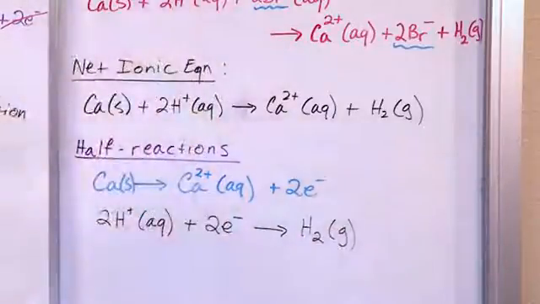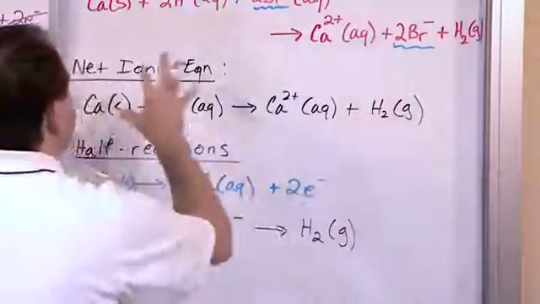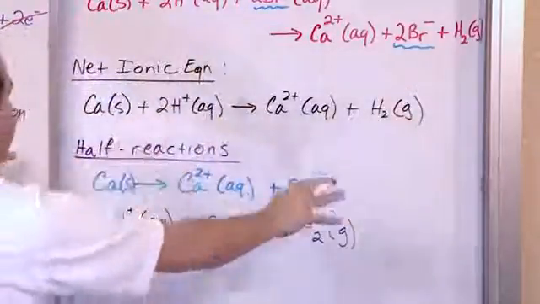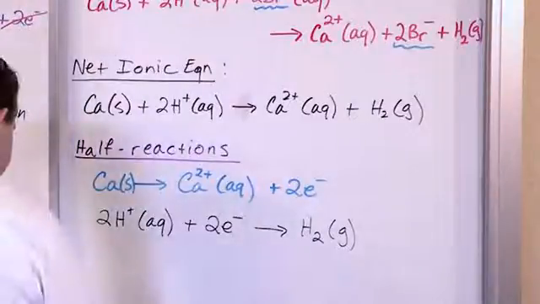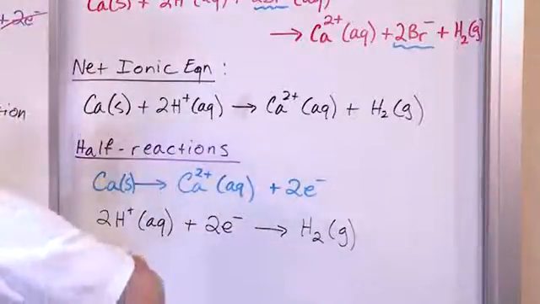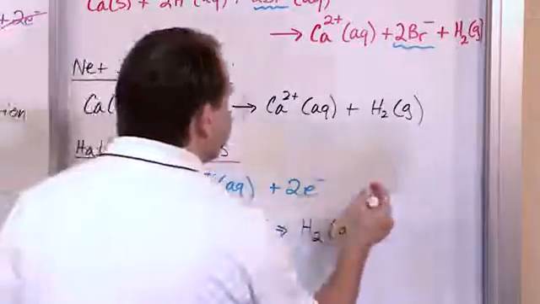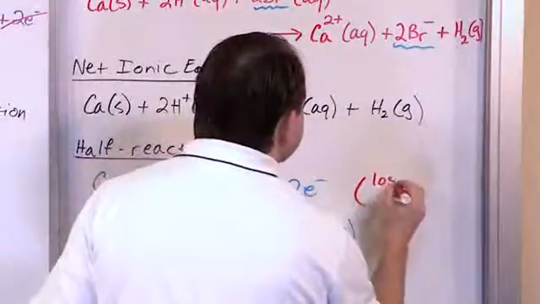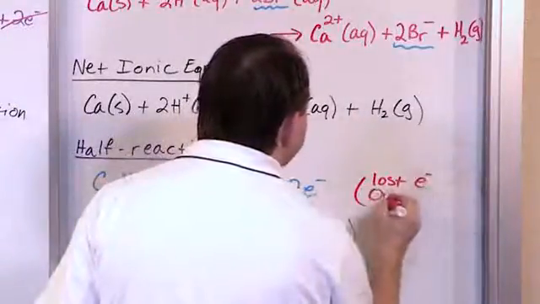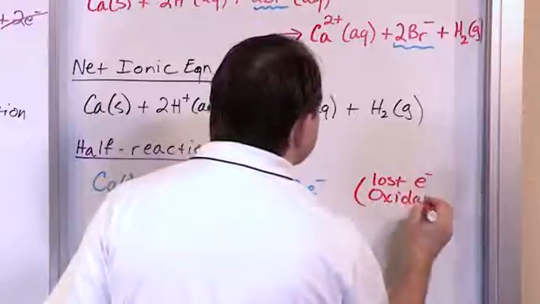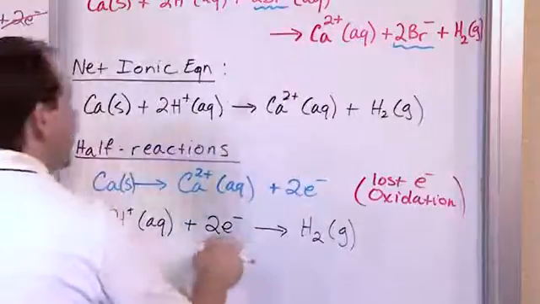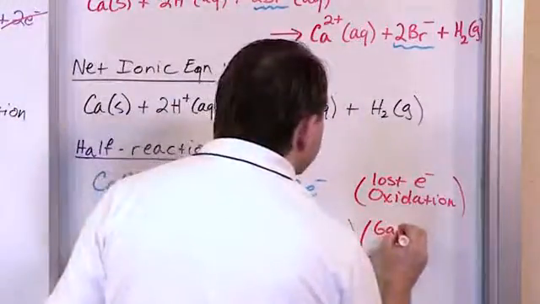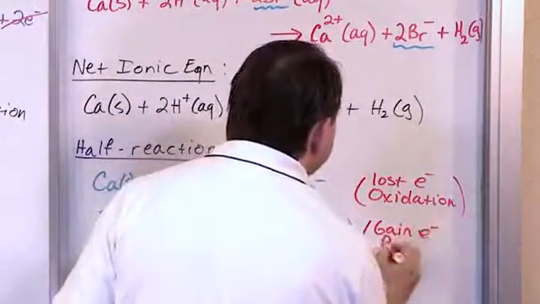Make sure you understand this. All I'm doing is taking the net ionic equation, looking at what's changing, and writing down the loss of electrons and the gain of electrons. So what's happening over here is this calcium has lost electrons, and because of that, we call this oxidation. And because this hydrogen's gained electrons, we call this reduction.